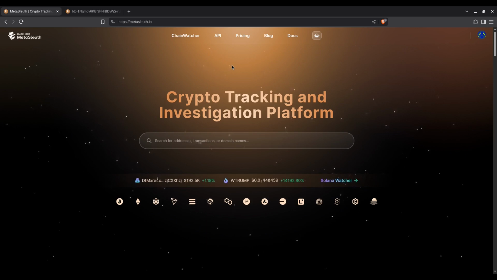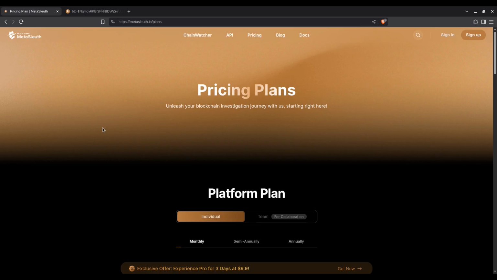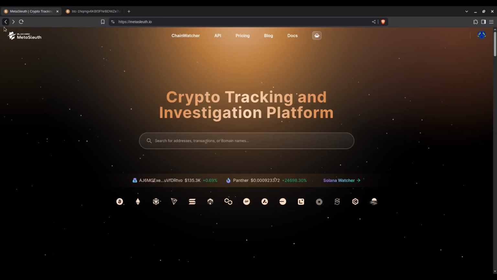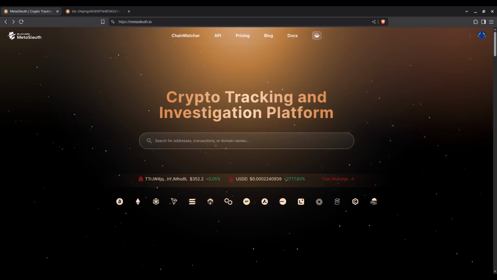Metasleuth is a crypto tracking and investigation platform that offers different solutions for cryptocurrency investigators across multiple blockchains. There's a free tier available that allows you to investigate over 13 blockchains. Create a free account on Metasleuth to start your tracing case. All you need is a starting point, an address, transaction hash or domain name.